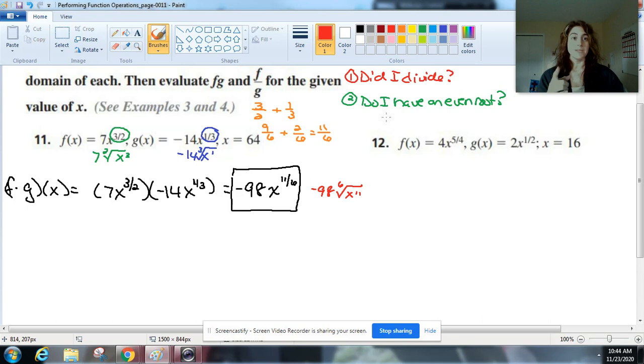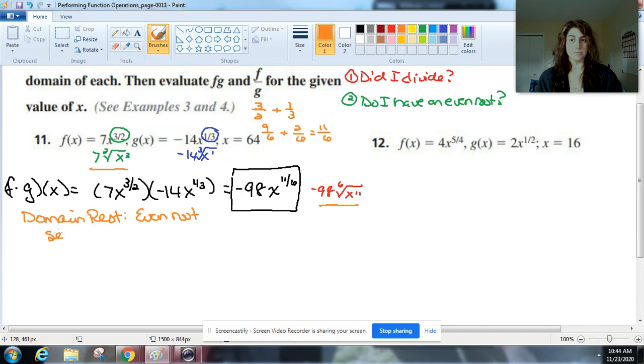But now I'm going to ask myself those two questions. Did I divide? No, I multiplied. Do I have an even root? Yes, I do. I had one up here, and now I have one in the answer. So I have to look at both of those. Okay, so my domain restriction comes from my even roots.